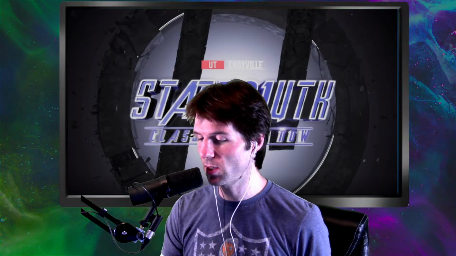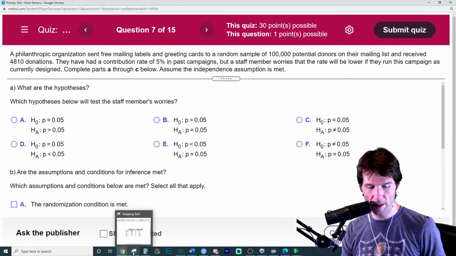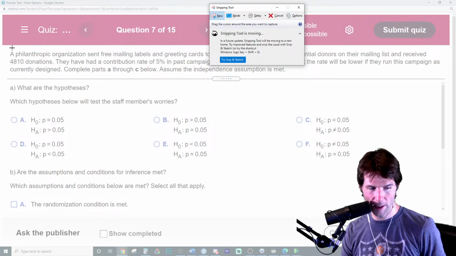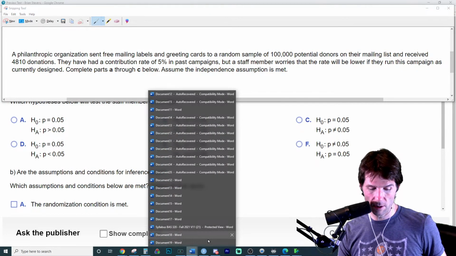Writing out the notation. Here we go. Philanthropic organization. Let's go check this out. Philanthropy question. Here we go. Okay, I need your help on the notation. I'm going to write the equation. You start identifying the notation.